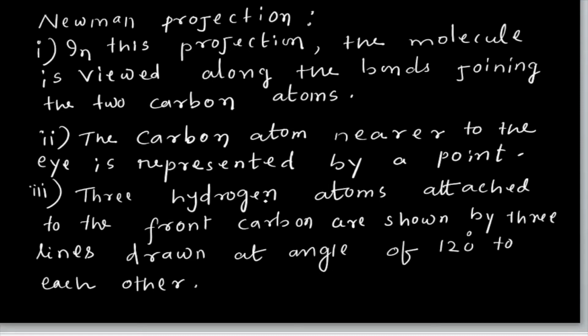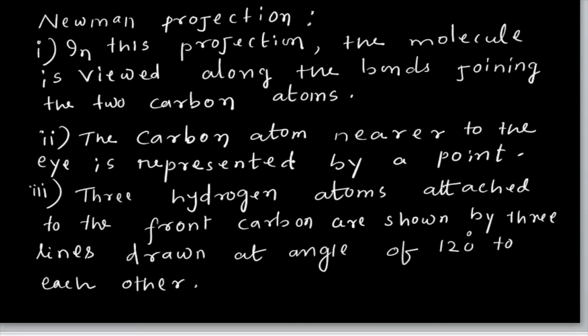Sawhorse projection is viewed from the lower end of the carbon. In this projection, the molecule is viewed along the bond line joining two carbon atoms, that is, a straight line between two carbon atoms. Then the carbon atom nearer to the eye, you can view that bond line, that means the bonds joining.